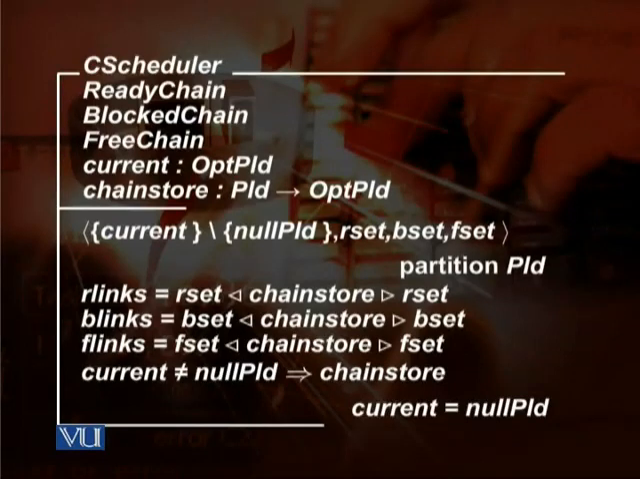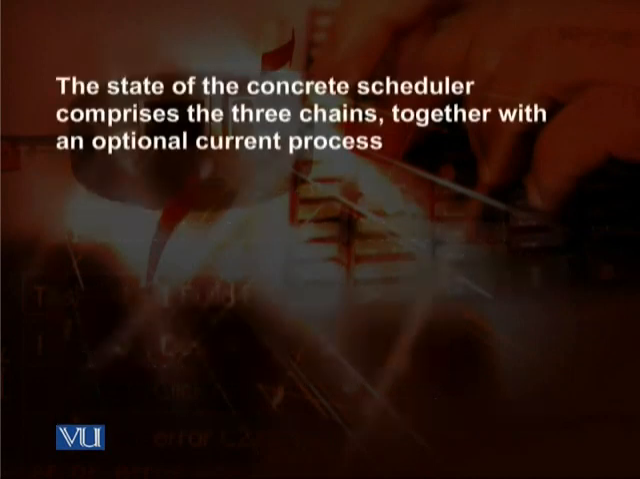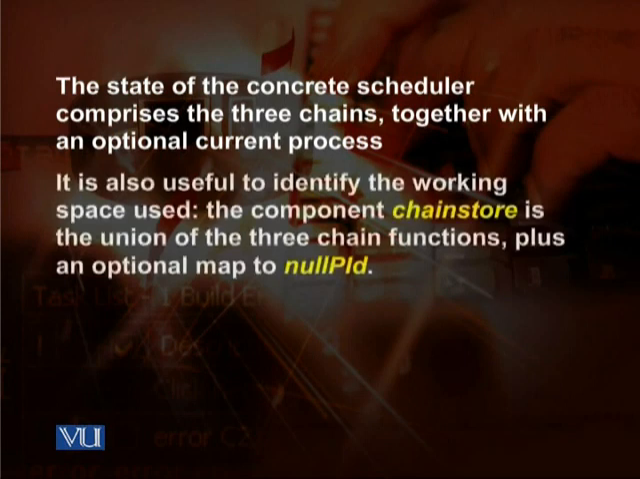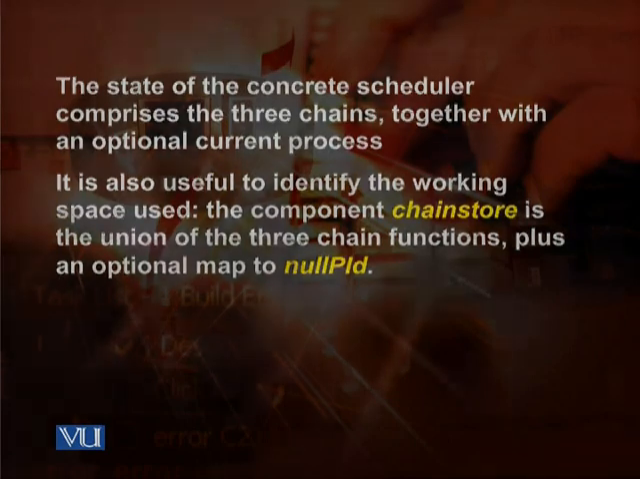So what we have done is that we have given the state of the concrete scheduler comprising the three chains together with an optional current process. It is also useful to identify the working space used. The component chain store is the union of the three chain functions plus an optional map to null PID. So you see how we now gave it a concrete shape.